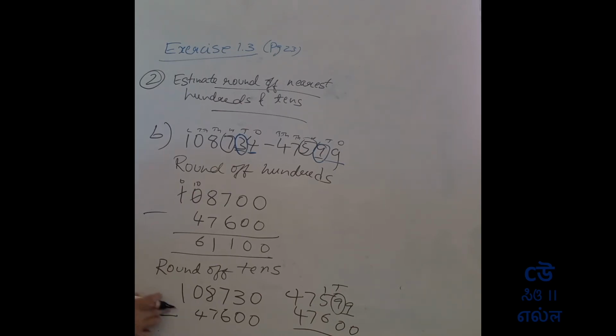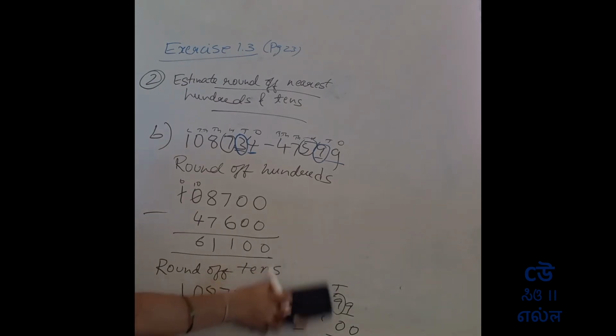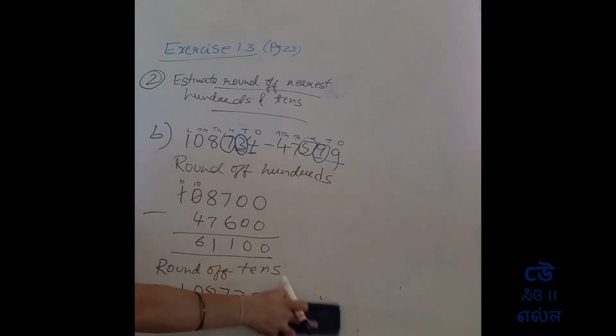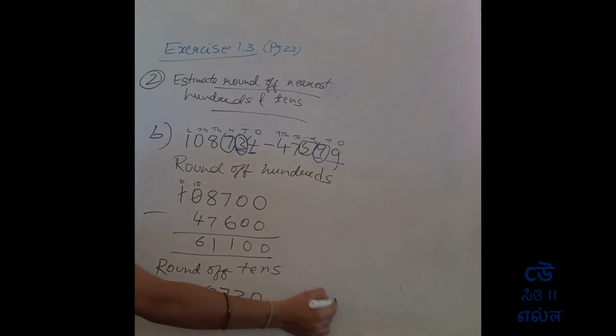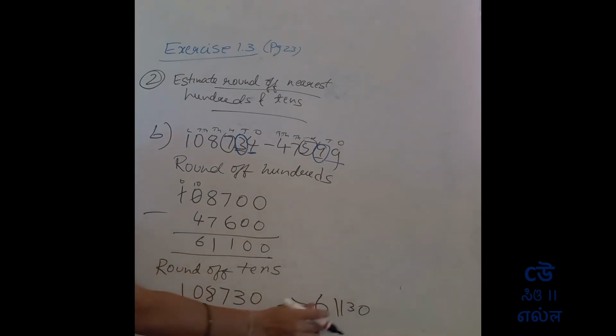So if you subtract these two numbers, the answer is 61130. Okay, 61130 is the answer. Okay. Next, third problem.